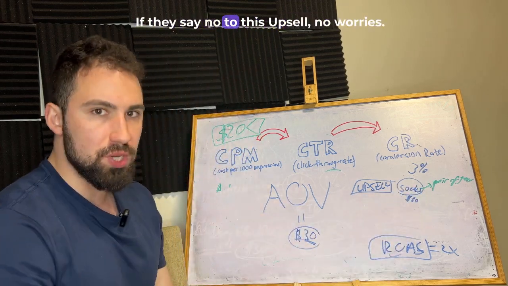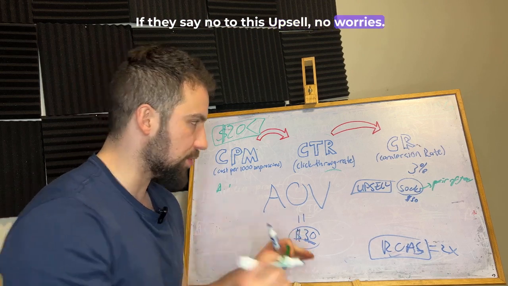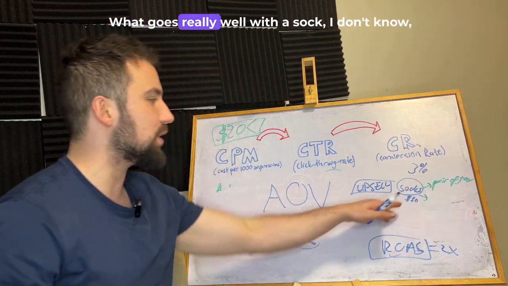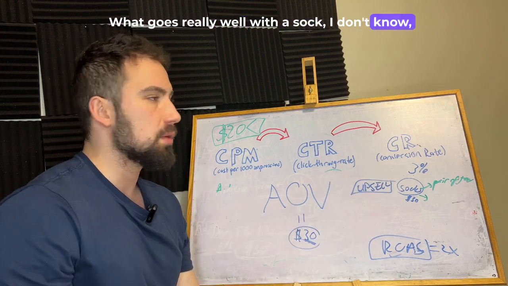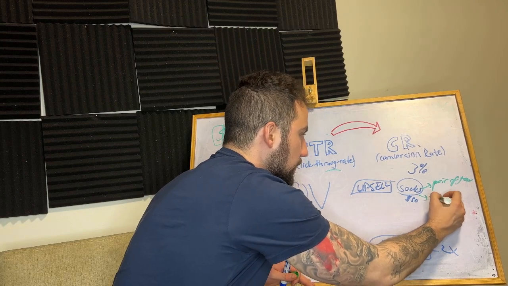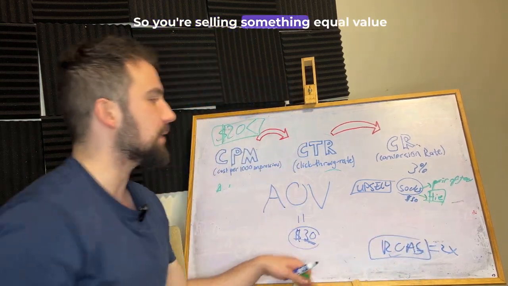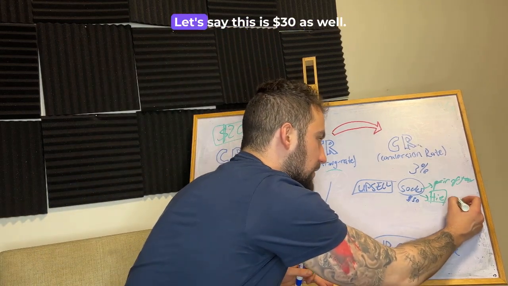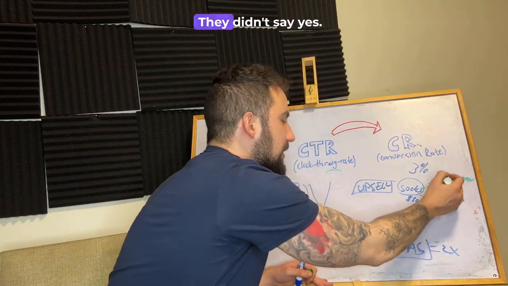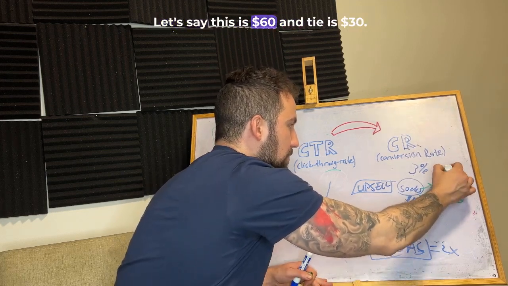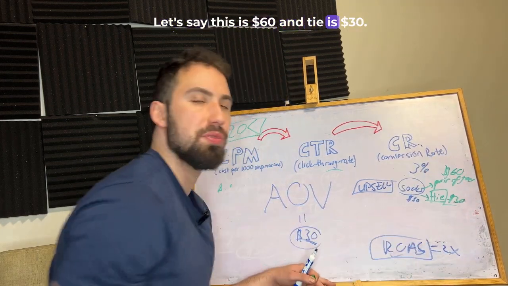If they say no to this upsell, no worries. You're going to do a cross sell. What goes really well with a sock? I don't know. A tie maybe, if it's a business sock. Cross sell. So you're selling something of equal value to this pair of socks, right? Let's say this is 30 bucks as well. They didn't say yes. One person didn't say yes to this. Let's say this is 60 bucks and the tie is 30 bucks.